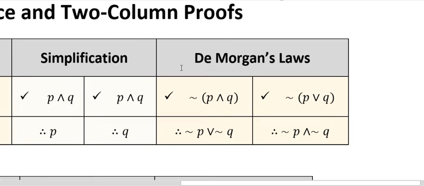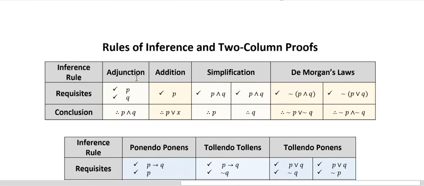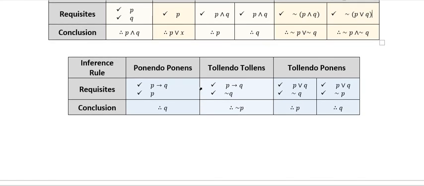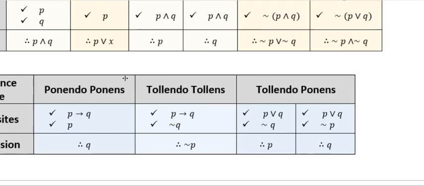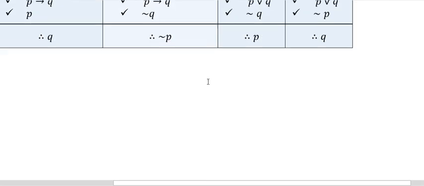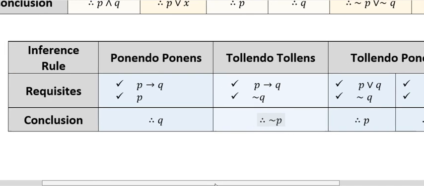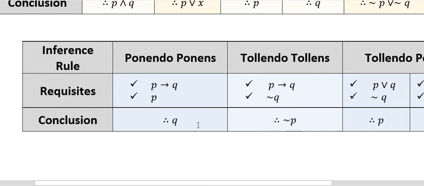Okay, so these first inference rules are basically how to work with simple statements that you have and how to do some basic things with what you already know. Now we're going to talk about the rules that work with conditionals, and then a particular special case also of the disjunction.